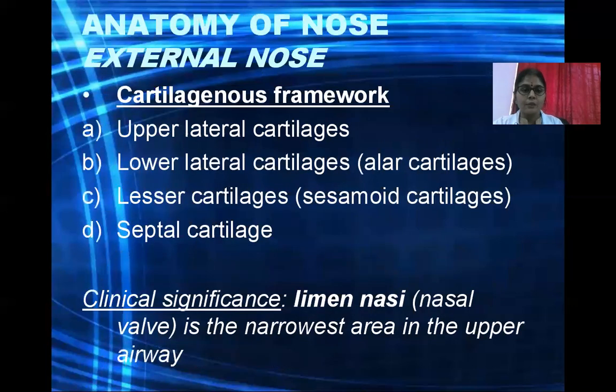The cartilaginous framework of the external nose consists of upper lateral cartilages, lower lateral cartilages, otherwise called ala cartilages, then lesser cartilages, which are sesamoid cartilages, and then septal cartilage. Clinically, the significance of the cartilaginous framework is that it forms an important part of the nasal valve, and the nasal valve is the narrowest area in the upper airway.